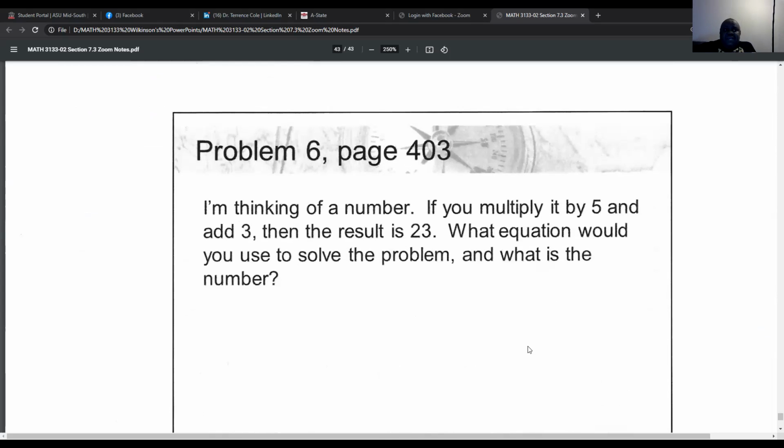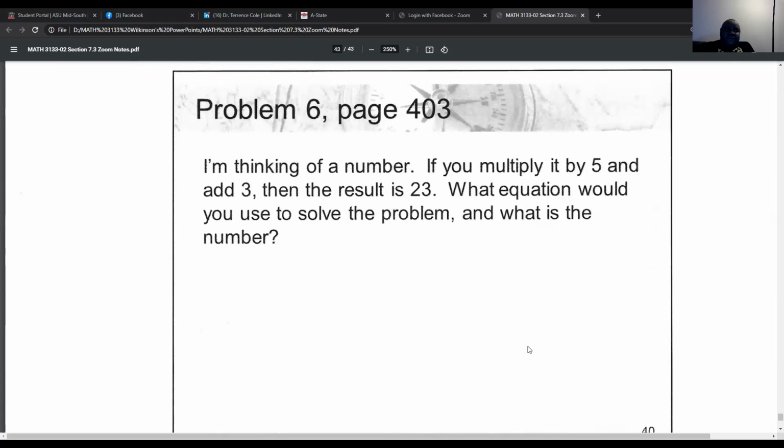Let's see, and finally, problem number 6 on page 403. I'm thinking of a number. If you multiply it by 5 and add 3, then the result is 23. What equation would you use to solve the problem? And what is the number? In this case, this is one of those word problems where you may have to assign a variable and then translate that sentence into an equation.